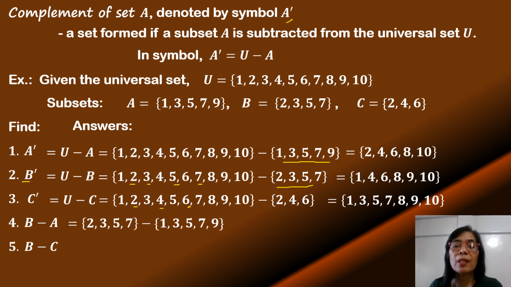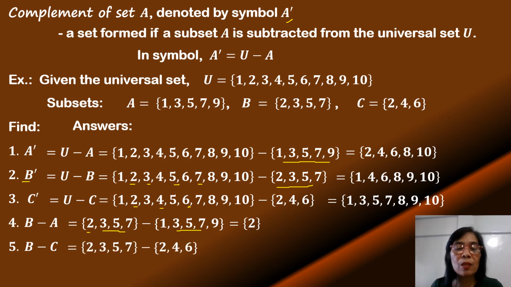So we have here set B has elements 2, 3, 5, and 7, while set A has elements 1, 3, 5, 7, and 9. In B minus A, all you need to do is just subtract from the first set those elements which are found in the second set. And that includes 3. 3, 5, and 7 are found in the second set. So our B minus A is the set whose elements are the remaining elements in set B. And that gives us set whose element is 2.